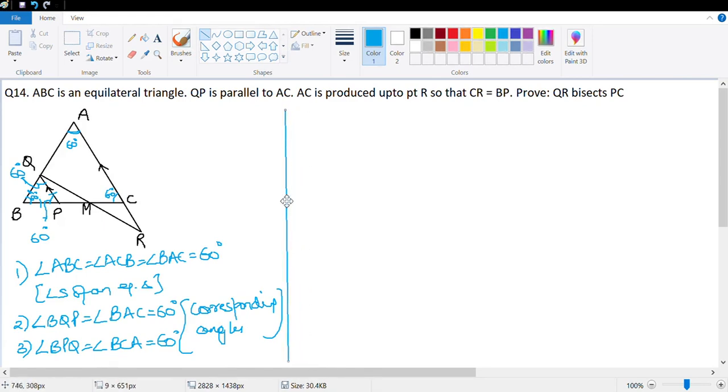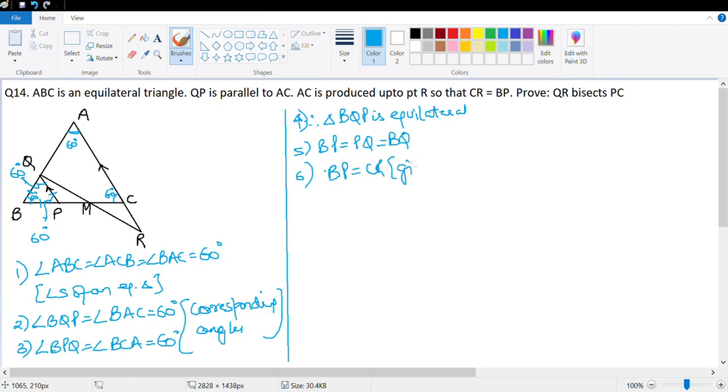What this helps us is, therefore, point number 4, therefore triangle BQP is equilateral, which means BP is equal to PQ is equal to BQ. Point number 6, what we already have is BP is equal to CR. This is given. What this means is, therefore, BP is equal to CR is equal to QP. Perfect.